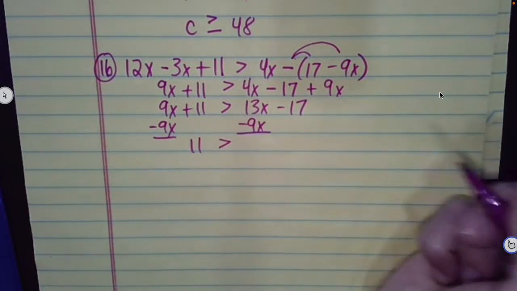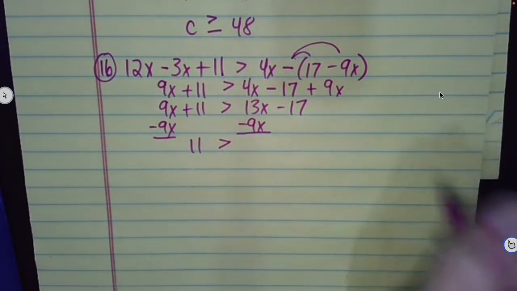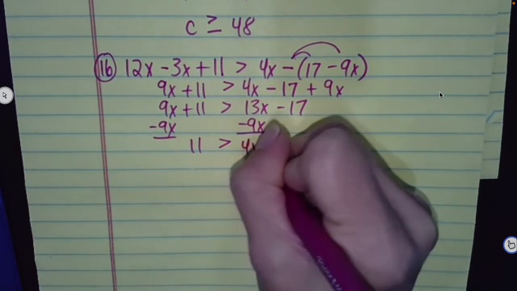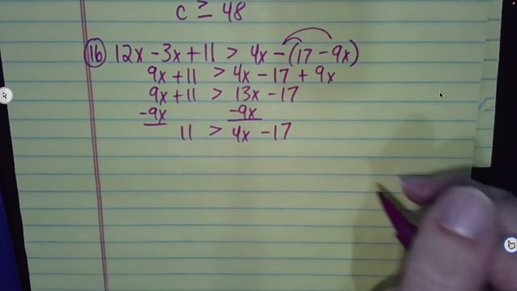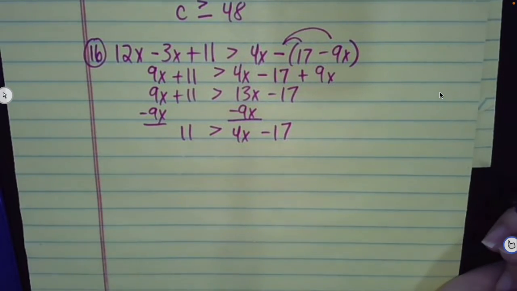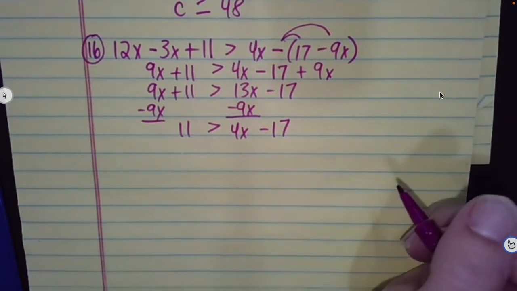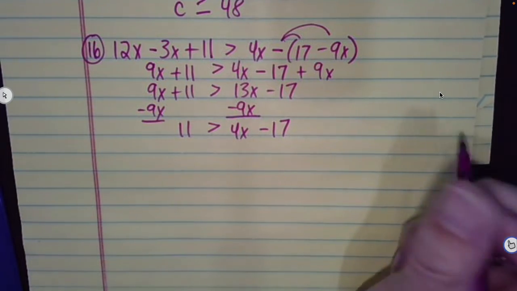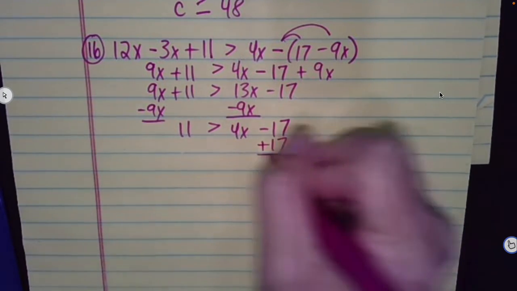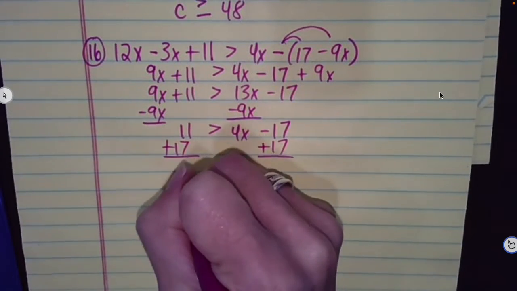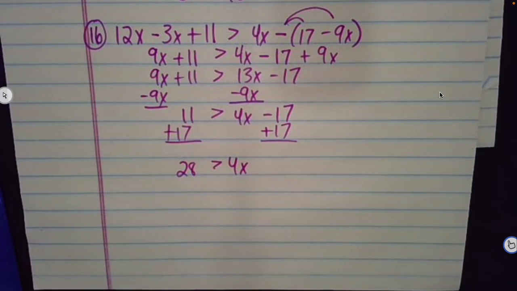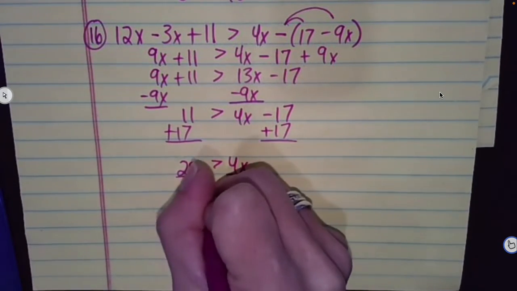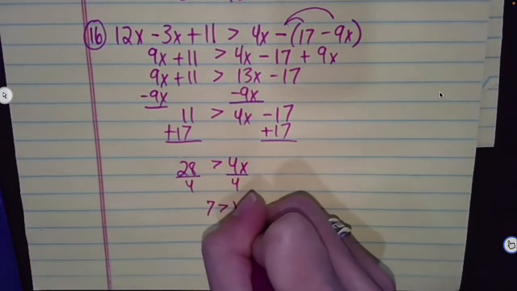So 11 greater than, what's 13x minus 9x? There we go. I started to say n. I meant to say x. Then what do I do? Move the 17. Add 17. So I get 28 and a 4x over here. Then what? One last step. Divide by 4. So I get a 7.